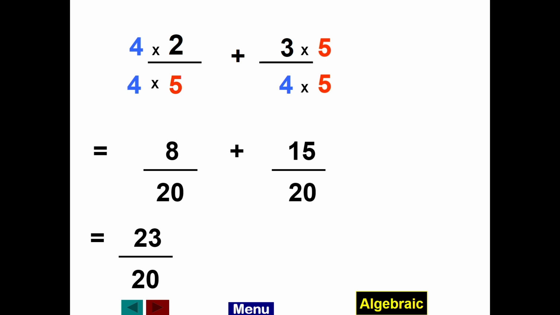23/20. But this time the answer is an improper fraction, which is top heavy. So we can change it into a mixed number by dividing 23 by 20. It gives you 1 whole and the remainder 3. So the final answer will be 1 whole and 3/20.